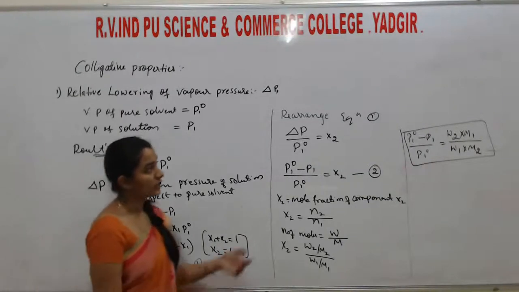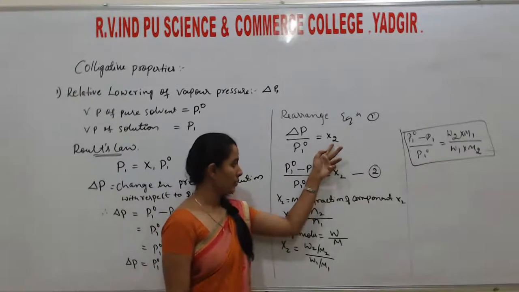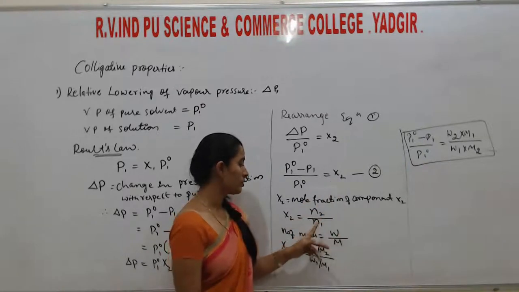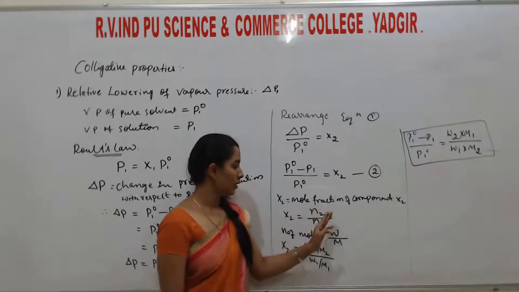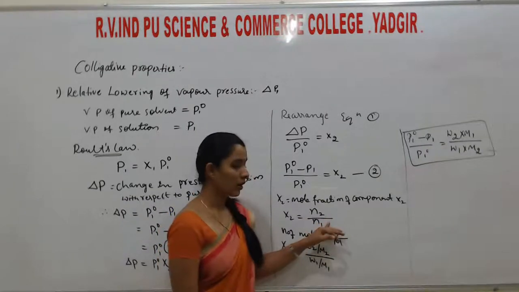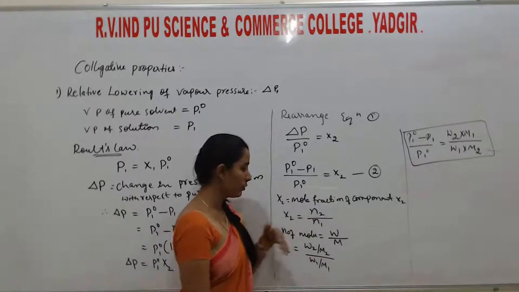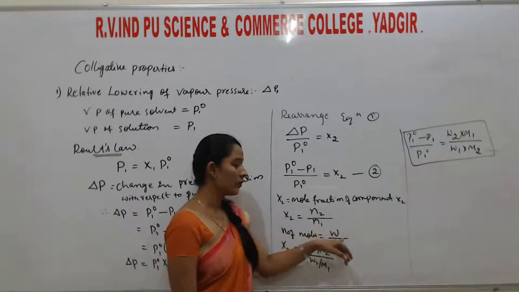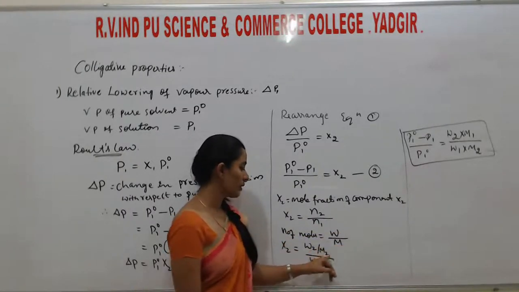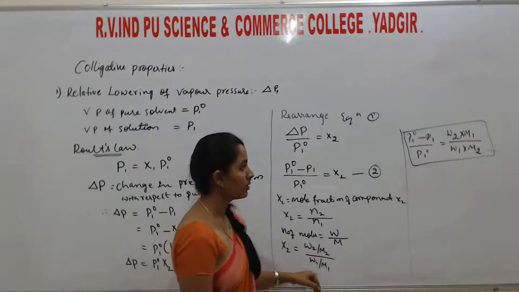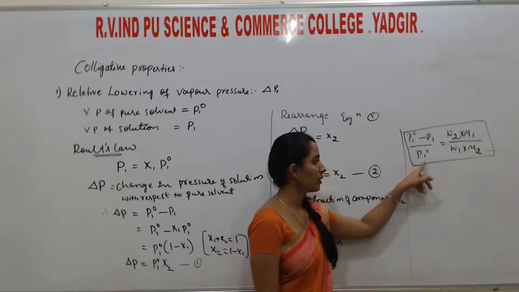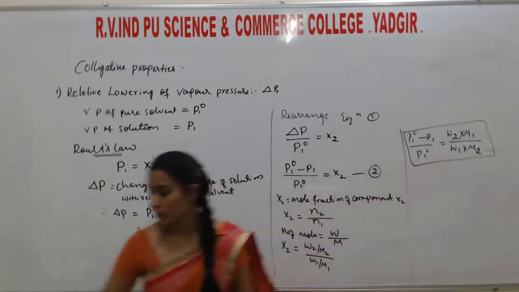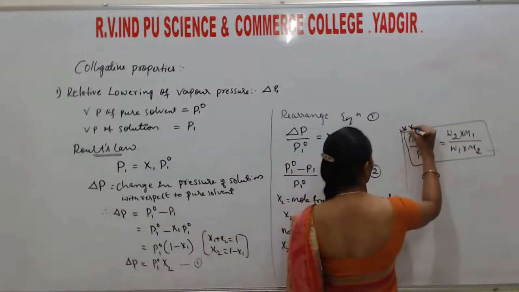By rearranging this equation, we can get the X2 value. X2 is the number of moles of solute, or component 2, with respect to the total number of moles of both components. But here n2 is neglected, as I told you, in dilute solutions. So it is n2 by n1. The number of moles is nothing but given mass by molecular mass. So X2 is equal to w2 by M2 divided by w1 by M1. So here, P1 naught minus P1 divided by P1 naught is equal to w2 into M1 divided by w1 into M2. This is very, very important for problems.